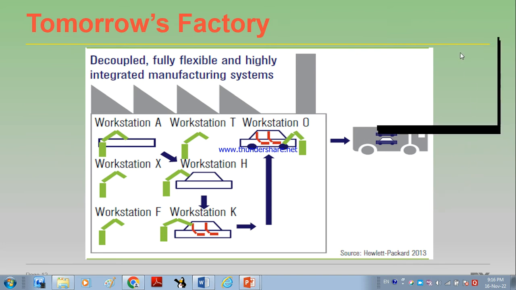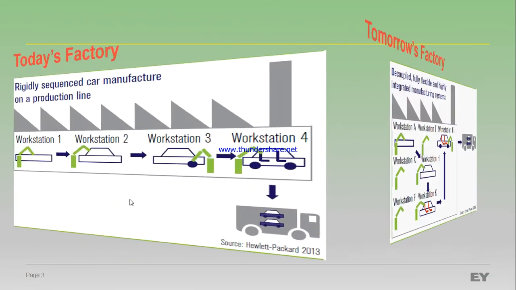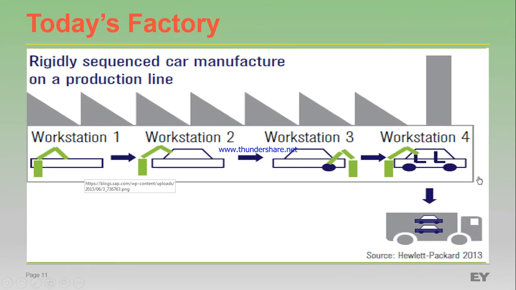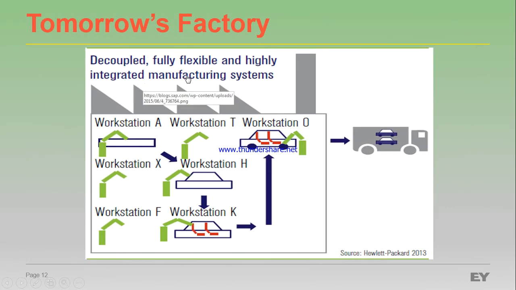And imagine what changes are taking place today and tomorrow. You will see here today's situation, and what about tomorrow, that we can see here. Today there is not too much flexibility, but tomorrow, in the coming days, it will be fully flexible, reliable, and an integrated manufacturing system. That means information will flow over the workstations.